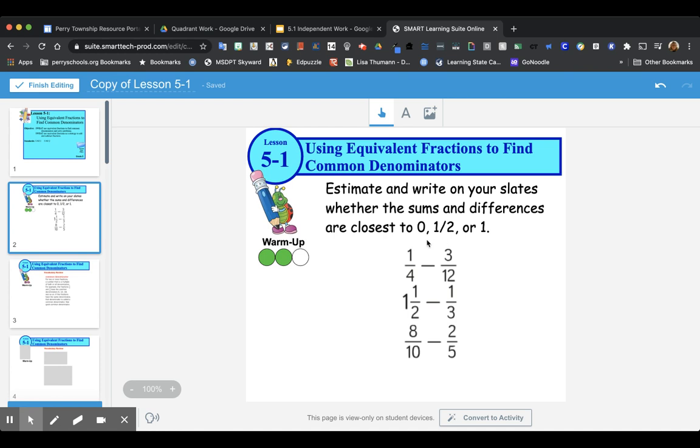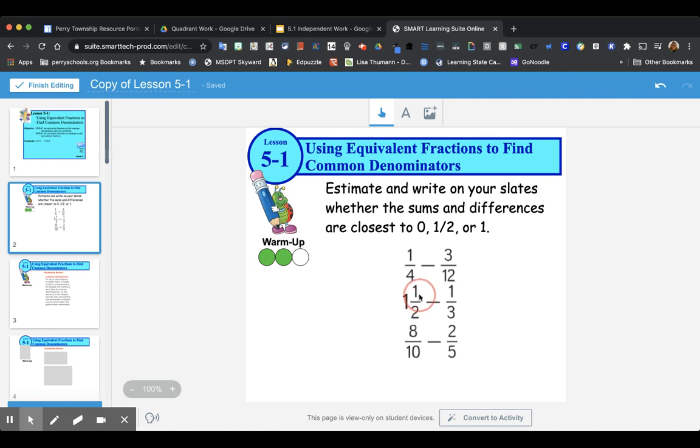Hopefully you said 0, because when we're using estimation, we know that 1/4 is closer to 0 to start with, and 3/12 is close to 0 as well. We also know that 3/12 is equivalent to 1/4. So this first one, we actually have 1/4 minus 1/4, which would equal 0. Next, 1/2 minus 1/3. Would that be closest to 0, 1/2, or 1?